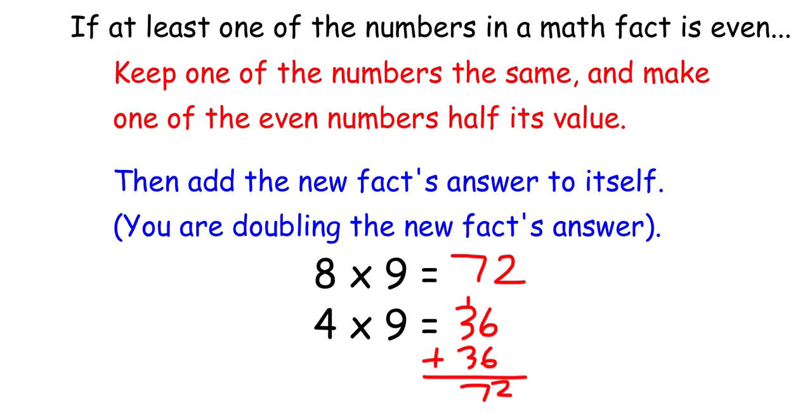I hope this strategy helps. If it doesn't make sense right now, you're welcome to look at this video again. And if it does work for you, great. Now remember, this strategy will only work if one of the factors is even. If both factors are odd, this strategy is not going to work. So for example, if you had 7 times 9, you could not use this strategy. Why? Because 7 and 9, neither one of those is even. One of them has to be even.